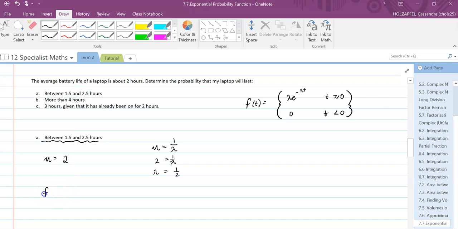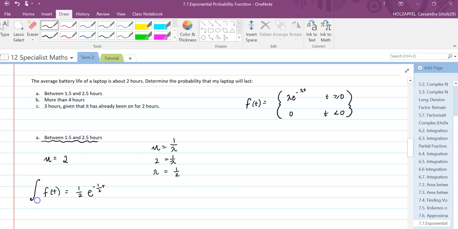Let's go ahead and substitute this value into our function. The function with respect to time is going to be equal to 1 over 2 times e to the power of negative 1 over 2 t. So this is our function, and what we want to do is find the area of that function between 1.5 and 2.5 hours.